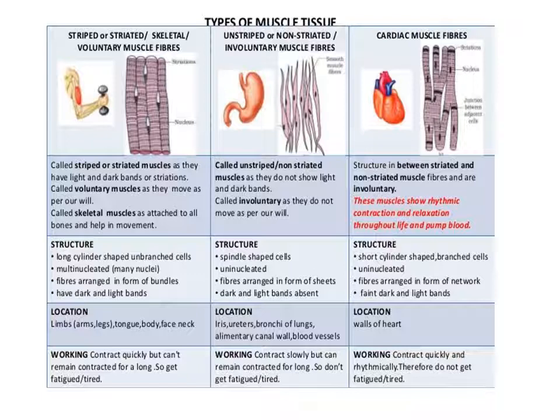They are called striped or striated muscle as they have light and dark bands. They are called voluntary as we can move them as per our will, meaning they are under our control. They are called skeletal because they are attached to the bones and help in movement.